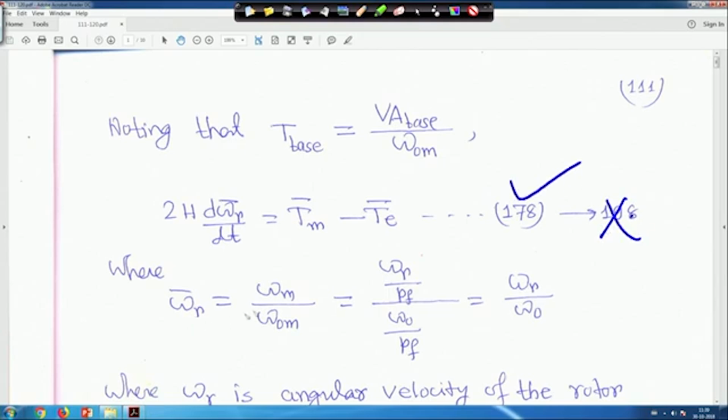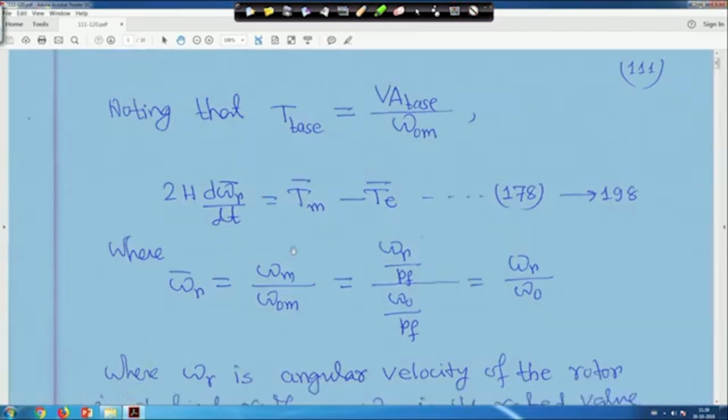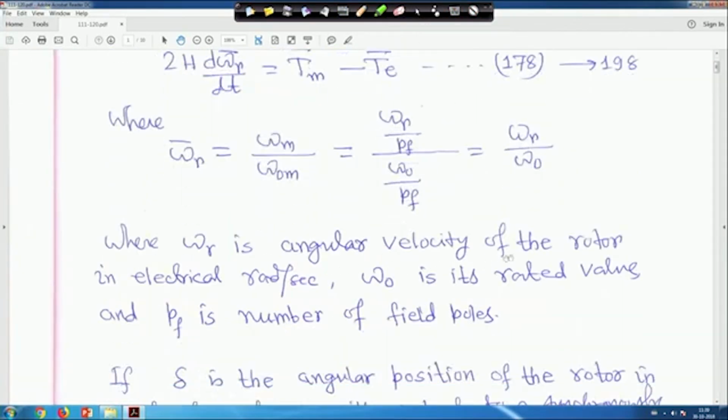So, we have seen omega_r bar is equal to omega_m upon omega_0m. So, this we can write as omega_r upon P_f divided by omega_0 upon P_f, where P_f is the number of field poles. So omega_r bar is equal to omega_r by omega_0. Actually things are simple, we are just transforming to per unit values, where omega_r is the angular velocity of the rotor in electrical radians per second, omega_0 is its rated value, and P_f is the number of field poles.